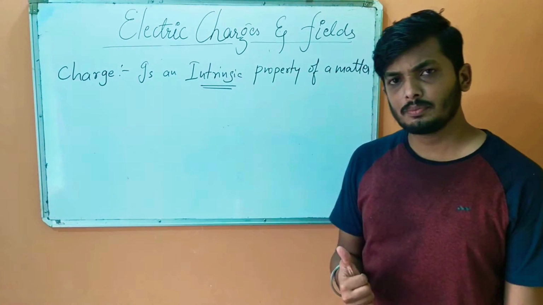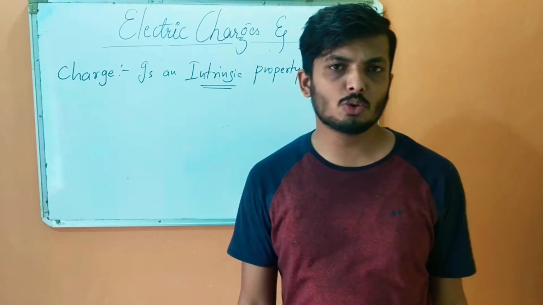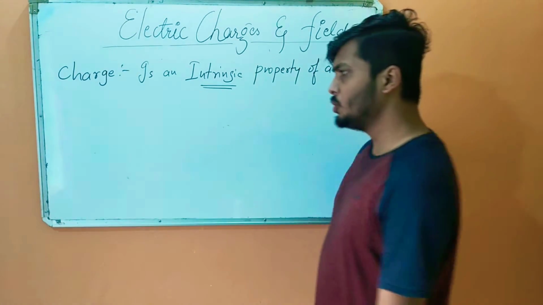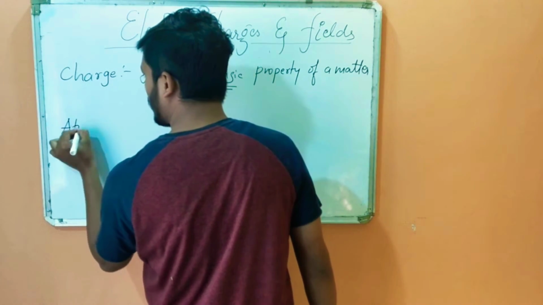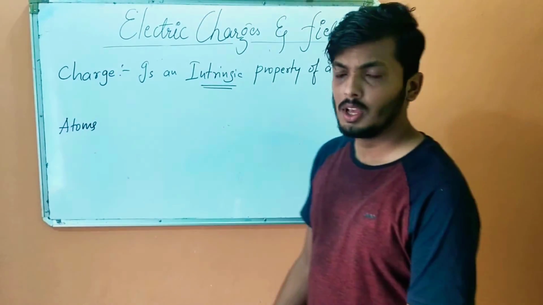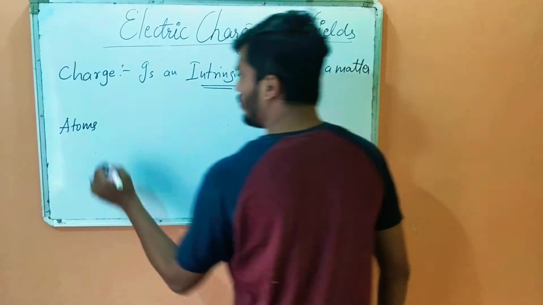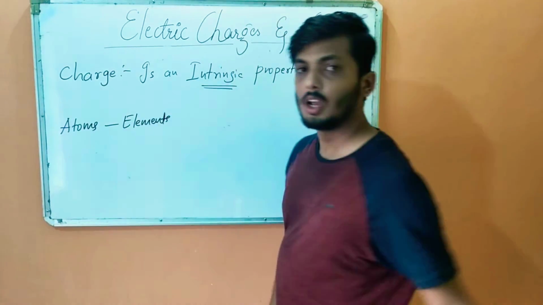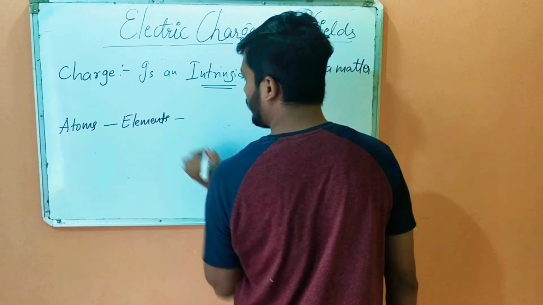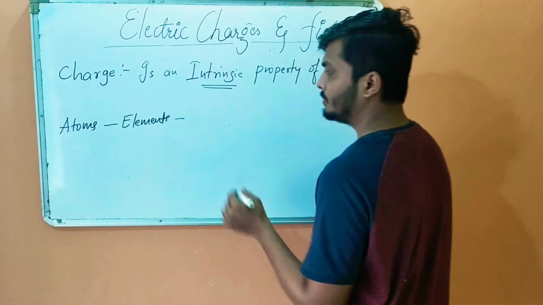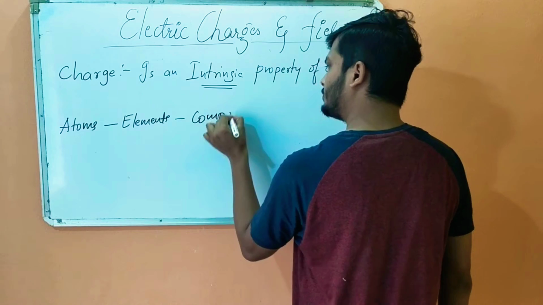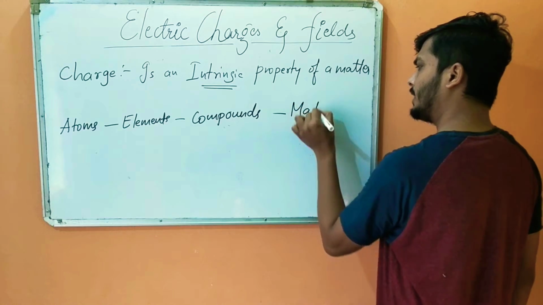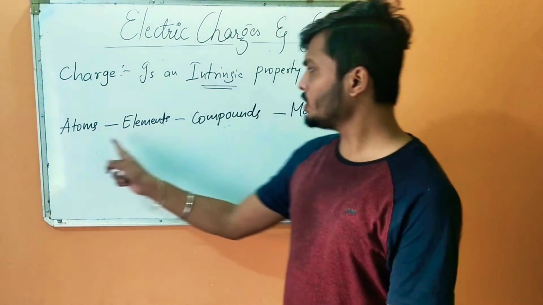Now what is a matter? Anything which occupies space and has a mass is known as matter, right? Now matter, how is the matter formed? You know that any matter is because of the atoms present within it. Two or more atoms will combine and form one element, right? Correct. Two or more elements will combine and together form what? Compounds. Two or more compounds will form what? One matter.